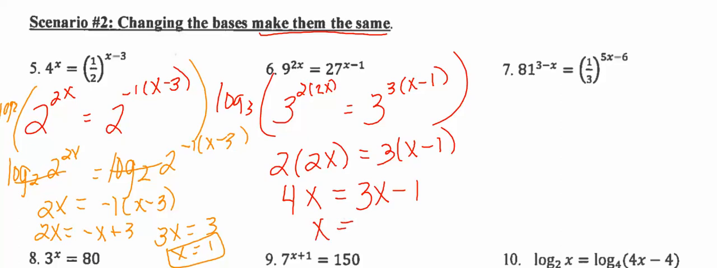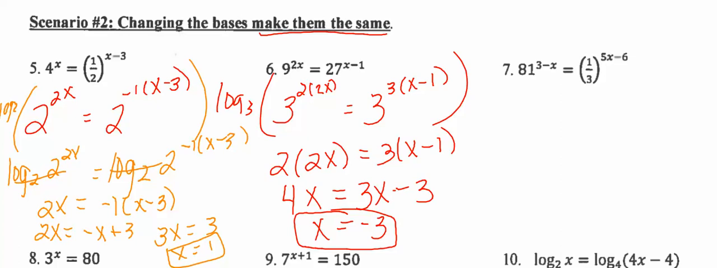So x equals -1. Nope, I messed that up. I distributed wrong. It should be -3. So x is -3. In exponential problems, x is allowed to be negative, just not in log problems.